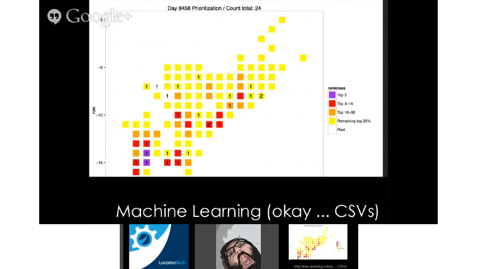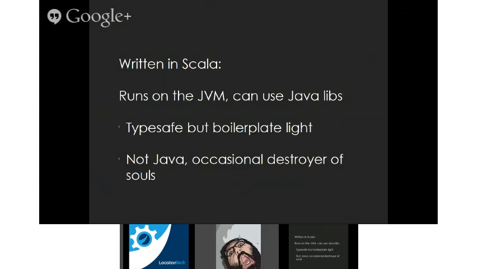So technically, the software library is written in Scala, which is a programming language which runs on the JVM, which is the Java Virtual Machine, which is primarily used for running Java applications. And that means that we can use Java libraries, which is very useful because there's a lot of geospatial libraries that are quite powerful that run on the JVM.